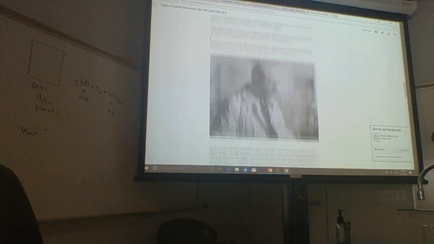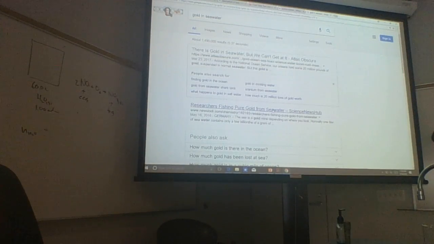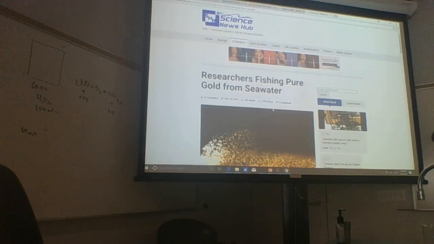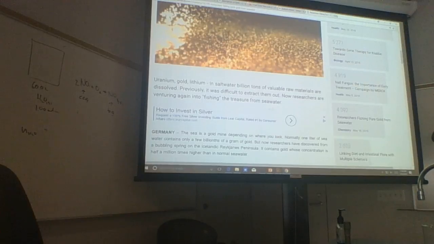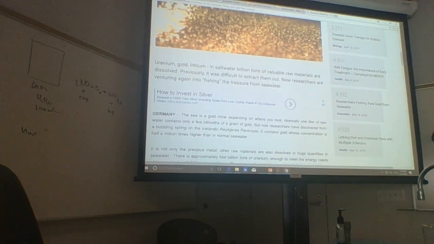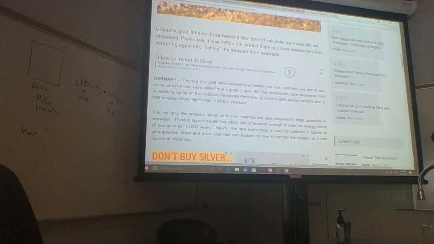It's as a gold ion, stabilized by other things. So let's see. Researchers fishing pure gold from seawater. Uranium, gold, lithium, and salt water. Billions of tons of valuable raw materials are dissolved. Previously, it was difficult to extract them. Now researchers are venturing again into fishing the treasures from seawater. Germany, the sea is a gold mine.